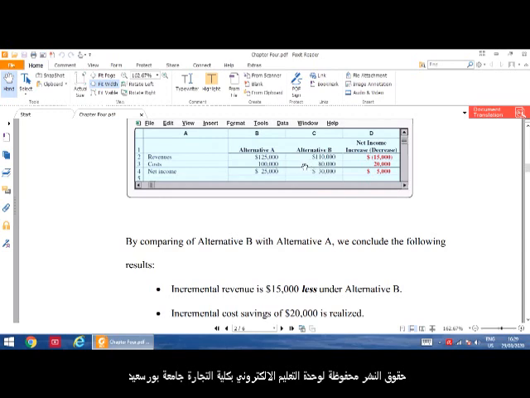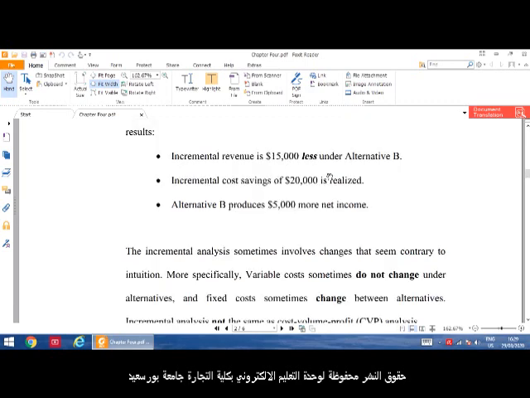Incremental cost savings of $20,000 is realized. Here we have a cost saving of $20,000. So net income under alternative A is $25,000, under alternative B, $30,000. The difference here is $5,000. Alternative B produces $5,000 more net income.